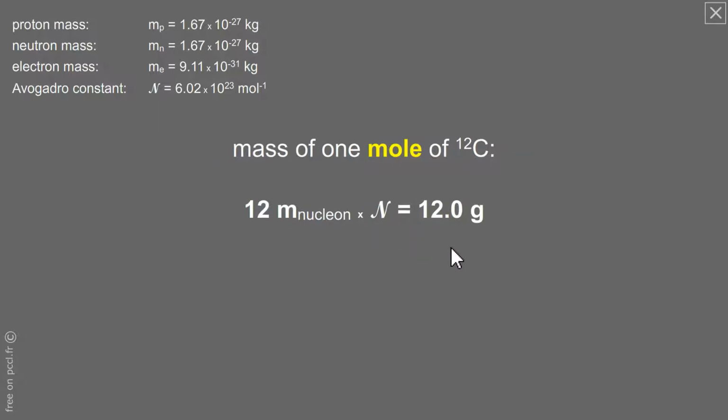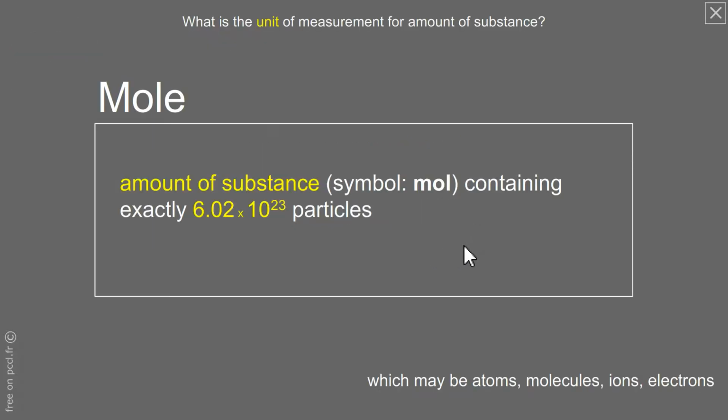The mass of 1 mole of carbon-12, since there are 12 nucleons, 6 protons and 6 neutrons, is 12 grams. 12 nucleons, therefore 12 grams. The definition of the mole says that it is the unit of quantity of matter, symbol mol, containing exactly 6.02 times 10 to the 23rd elementary entities. Rather than counting grains of sand, we count in wheelbarrows. It's the same. Moles are on our own scale since we can measure them with a laboratory apparatus.